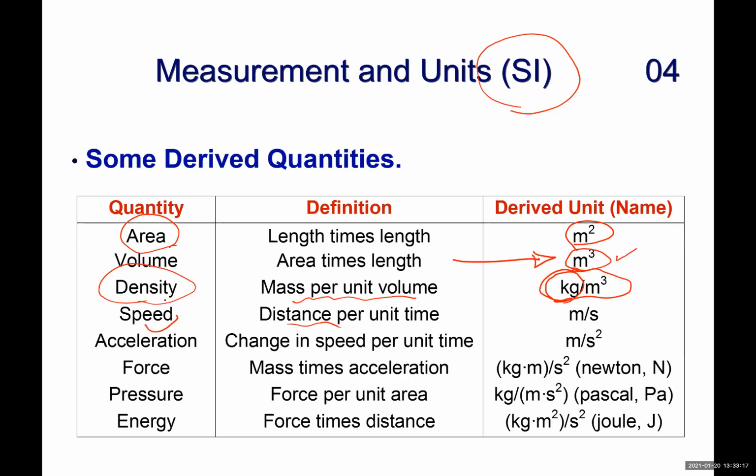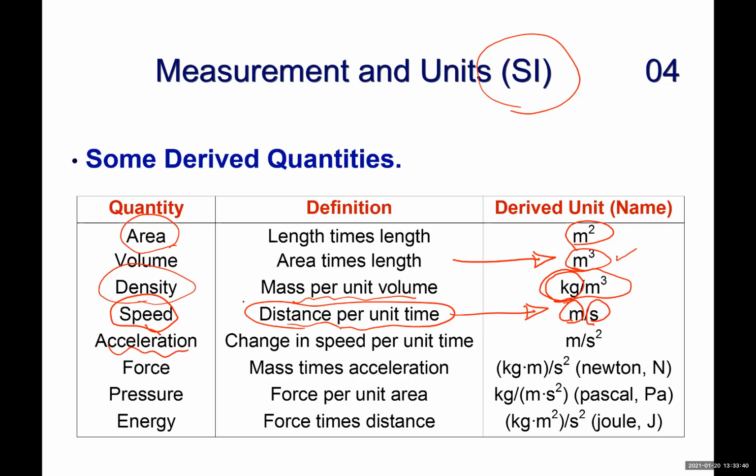How about the speed? What's the meaning of the speed? Is speed defined as distance per unit time? The unit of distance, meter. The unit of time, second. So meter per second is the unit to explain speed.